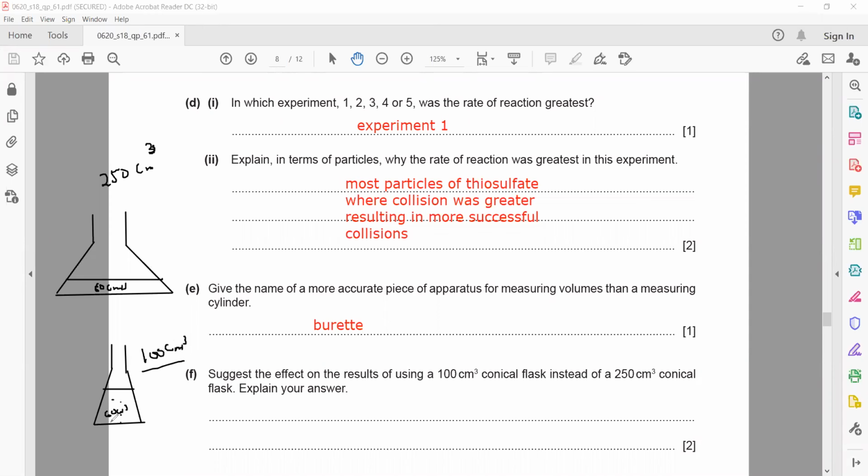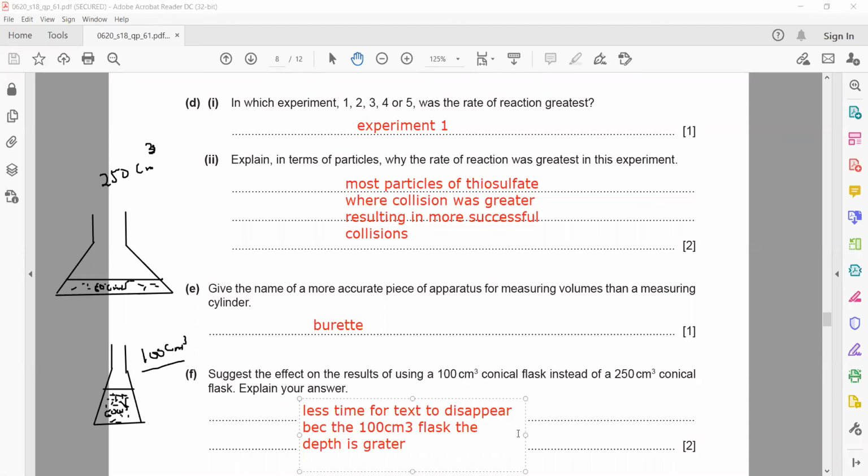It is the depth of the precipitate, because in a 100 cm cube conical flask the precipitate will have a greater depth, whereas in a 250 cm cube conical flask it will have a smaller depth. So it's not about rate, it's not about the total volume. When you compare, you will compare the depth of the solution. So in the 100 cm cube flask it will take less time for the text to disappear, because the depth is greater.